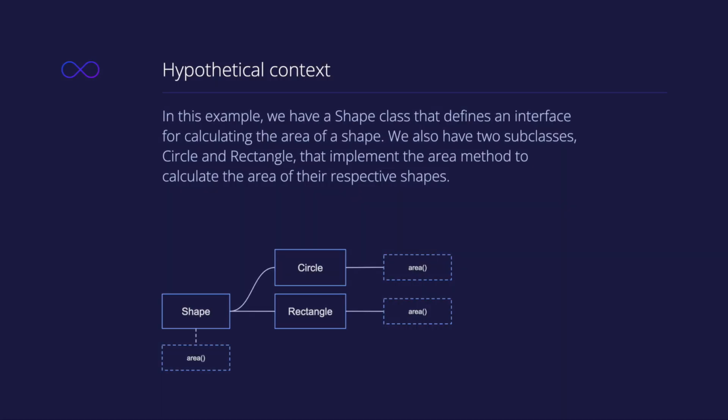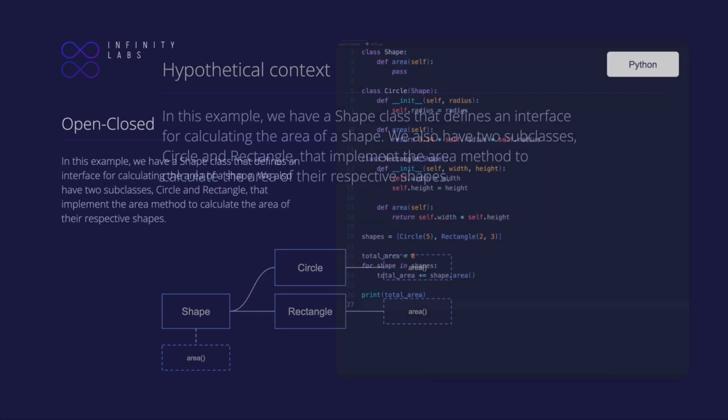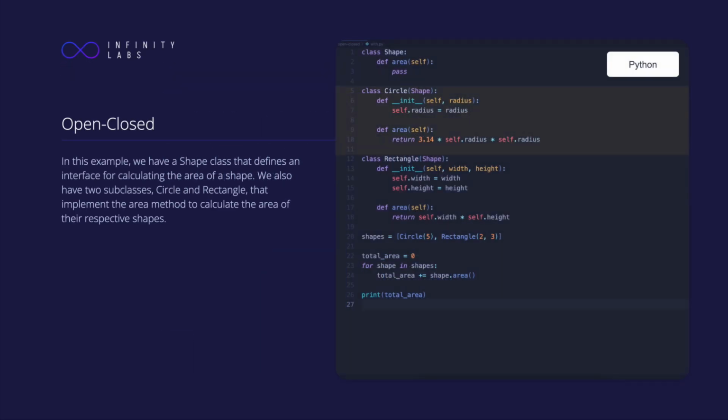In this example, we have a shape class that defines an interface for calculating the area of a shape. We also have two subclasses, circle and rectangle, that implement the area method to calculate the area of their respective shapes. We can create new shapes by creating new subclasses of the shape class and implementing the area method. The existing code does not need to be modified in order to support these new shapes.